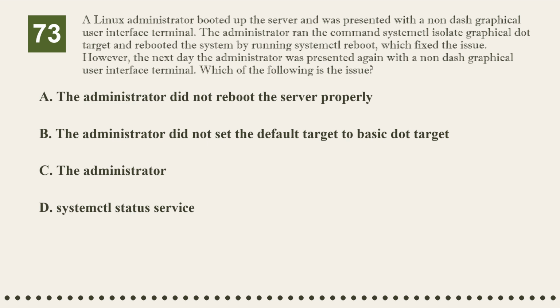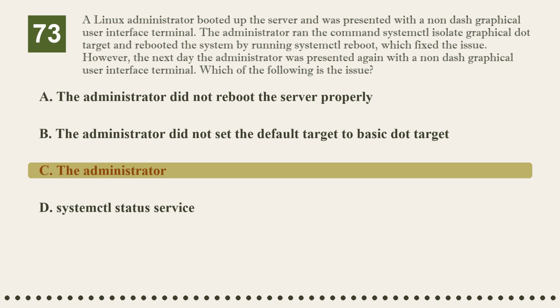Question 73. A Linux administrator booted up the server and was presented with a non-graphical user interface terminal. The administrator ran the command systemctl isolate graphical.target and rebooted the system by running systemctl reboot, which fixed the issue. However, the next day the administrator was presented again with a non-graphical user interface terminal. Which of the following is the issue? Option A. The administrator did not reboot the server properly. Option B. The administrator did not set the default target to basic.target. Option C. The administrator. Option D, systemctl status service. The correct answer is option C, the administrator.